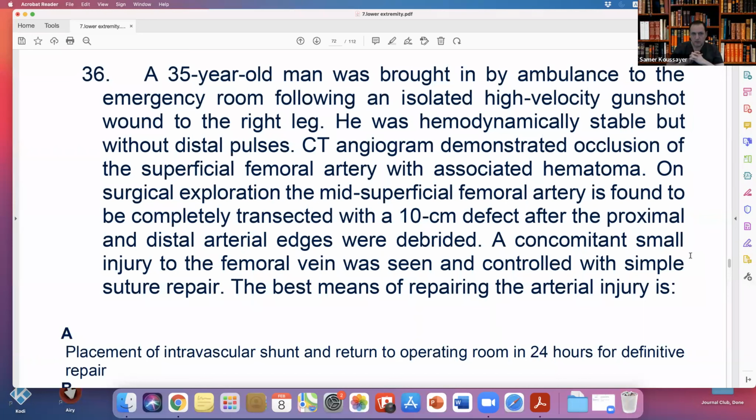Okay. So since you're already surgically exploring this patient, and you have in the same leg a femoral vein injury, I prefer to use the contralateral saphenous vein for repair.